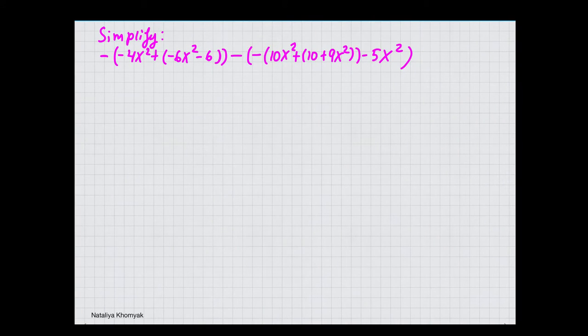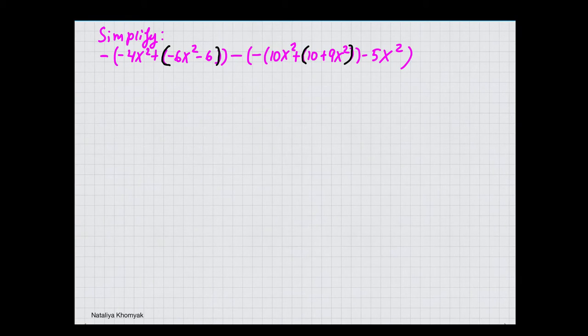In this problem, we have large sets of parentheses. However, we only need to distribute signs. So the first set of parentheses that opens and closes on itself is negative 6x to the second minus 6. And there is nothing inside to simplify, so we will be removing this one on the next step. And there is one more set of parentheses that opens and closes on itself, which is 10 plus 9x to the second. So let's do just that.